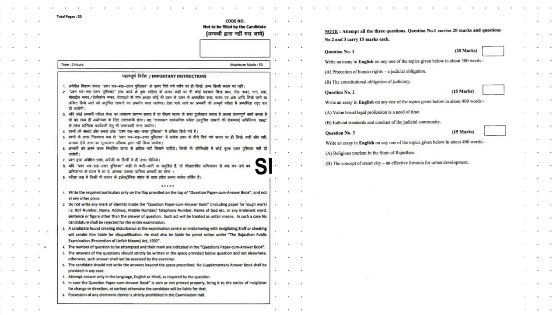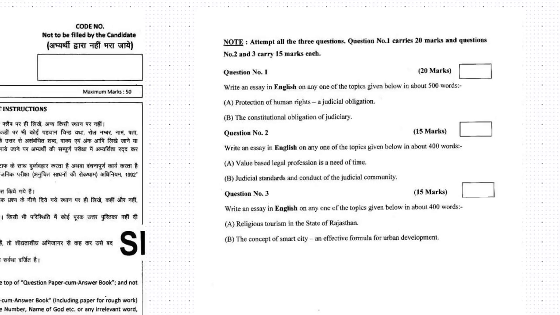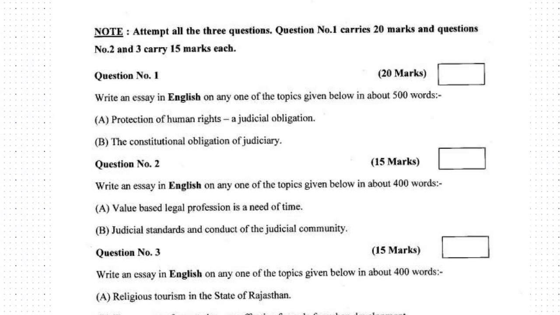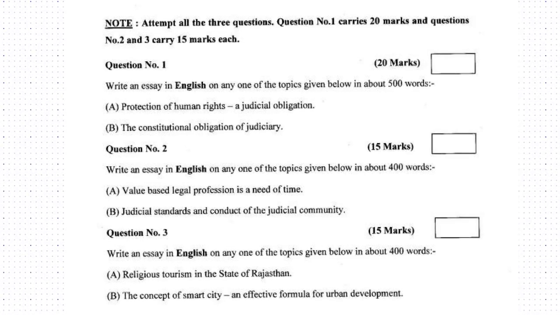Simple. If you take a look at this, it is one of their English papers. So this is where you get to write essays. Over here it says attempt all 3 questions, and question number 1 carries 20 marks and the remaining 2 questions carry 15 marks each. So you have to write 2 essays. You have to write all 3 questions.